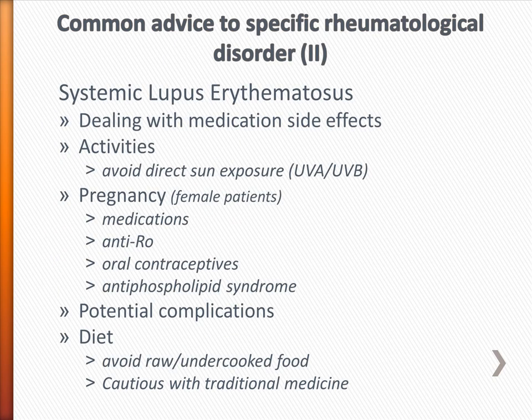These are some of the advice given to patients with lupus. Many patients with lupus are concerned over the side effects of prednisolone, and we need to manage the patient's expectations on the medication side effects. Lupus patients are always advised to avoid sun exposure. They are advised to use sunblock SPF more than 50 or umbrella or hat to avoid direct exposure to sun. Sun exposure may trigger lupus flare.